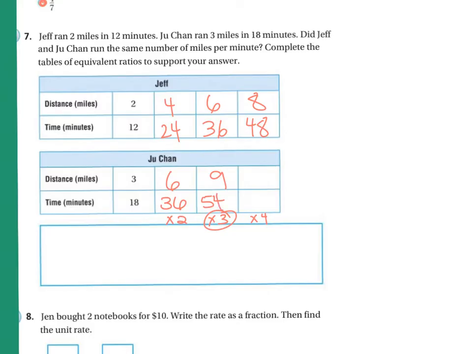And now I'm on the 4. So 4 times 3 is 12, and then 4 times 18 is 72. So now I'm looking to see if they ever had the same number of miles per minute.